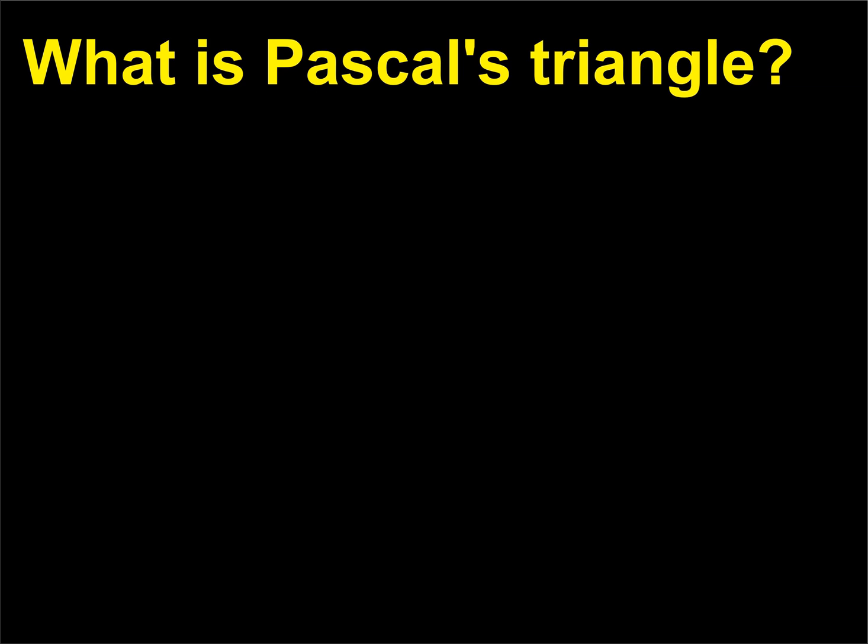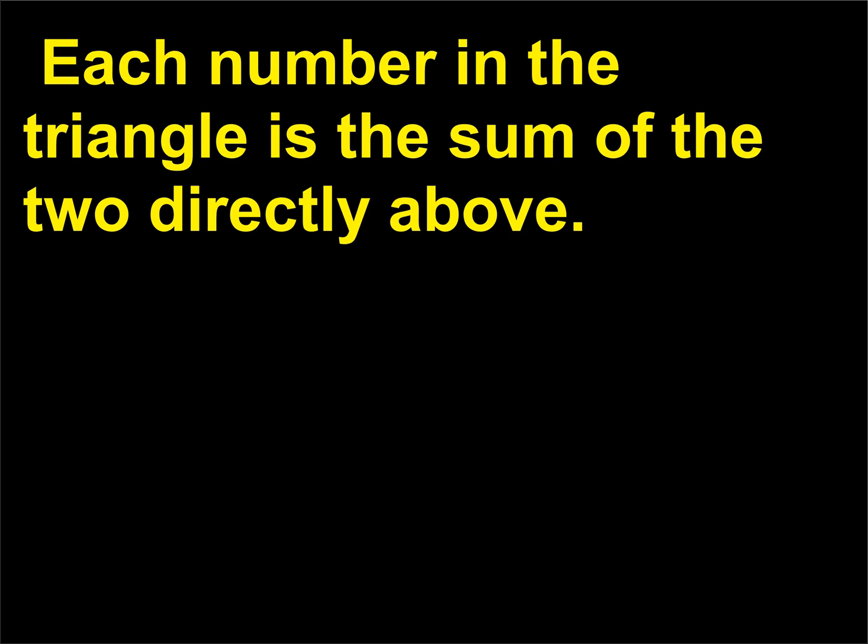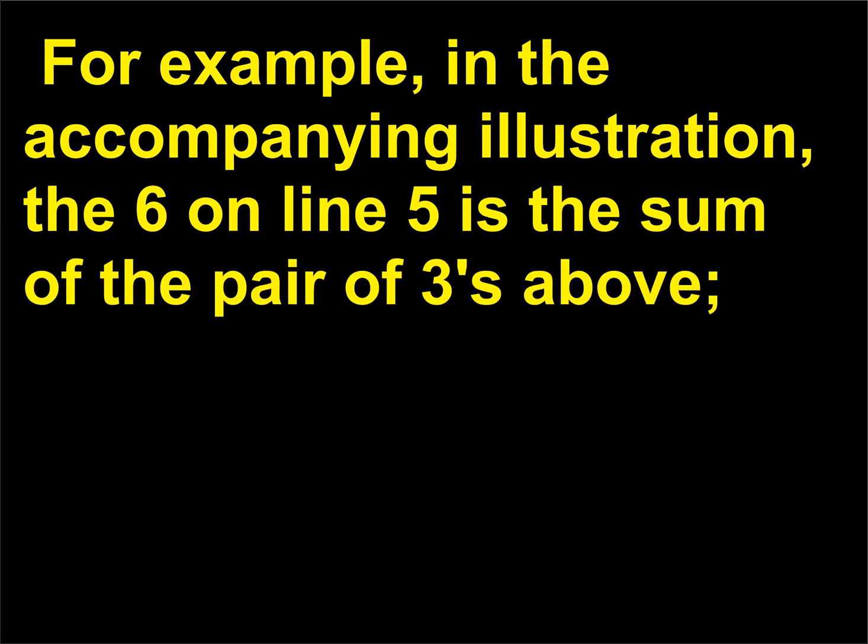What is Pascal's triangle? Pascal's triangle, as the name implies, is a collection of numbers in the shape of a triangle. Each number in the triangle is the sum of the two directly above. For example, in the accompanying illustration, the 6 on line 5 is the sum of the pair of 3's above.